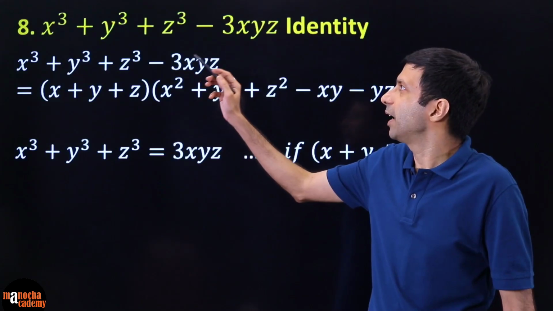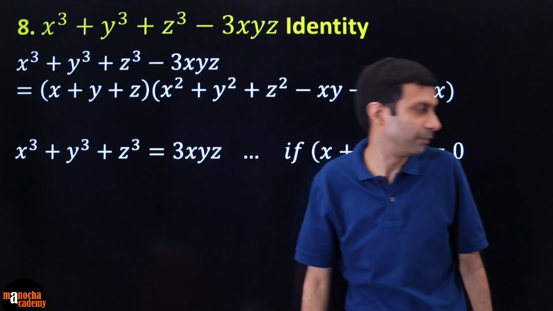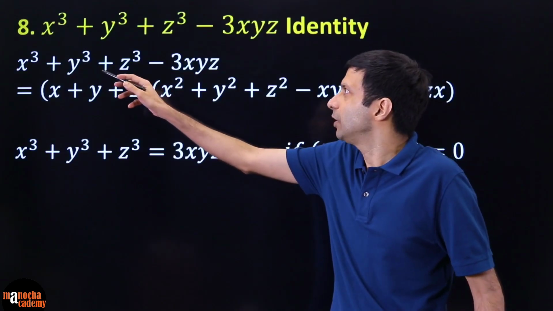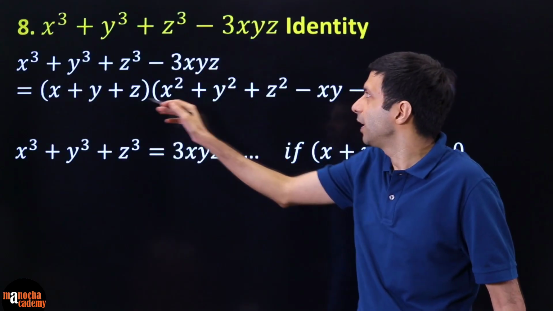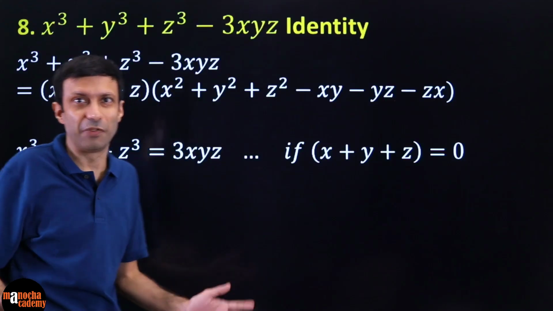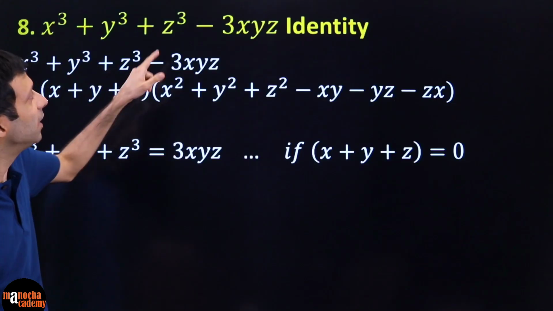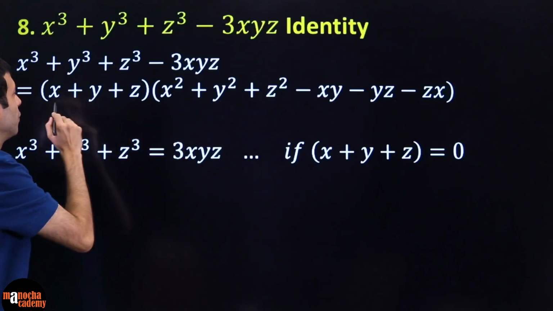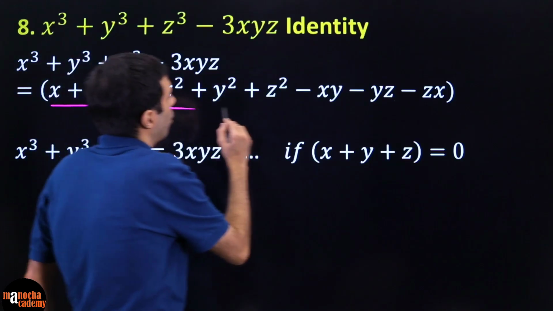Here we are going to look at the x cube plus y cube plus z cube minus 3xyz identity. These identities are very useful in factorization because we are changing addition or subtraction of terms into products. This is a very interesting identity. It's a very long one, so even I find this difficult to learn. What does it say? x cube plus y cube plus z cube minus 3xyz is going to be equal to these two products. The first product is easy, x plus y plus z, but the second product is very long.